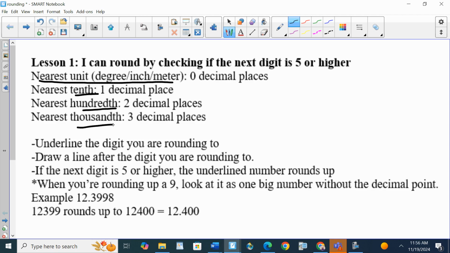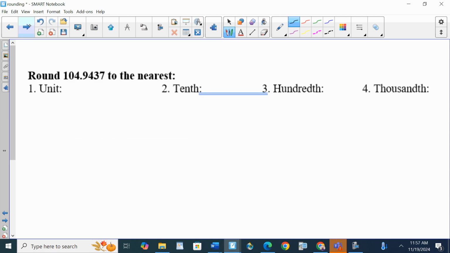And then from there, we're going to follow this procedure. We're going to underline the digit we're rounding to. We're going to draw a line after the digit you're rounding to. And then if the next digit is 5 or higher, the underlined number goes up. If not, it stays where it is. And then we'll talk about rounding up nines, which is a little tricky. So let's take a look at number 1 here.